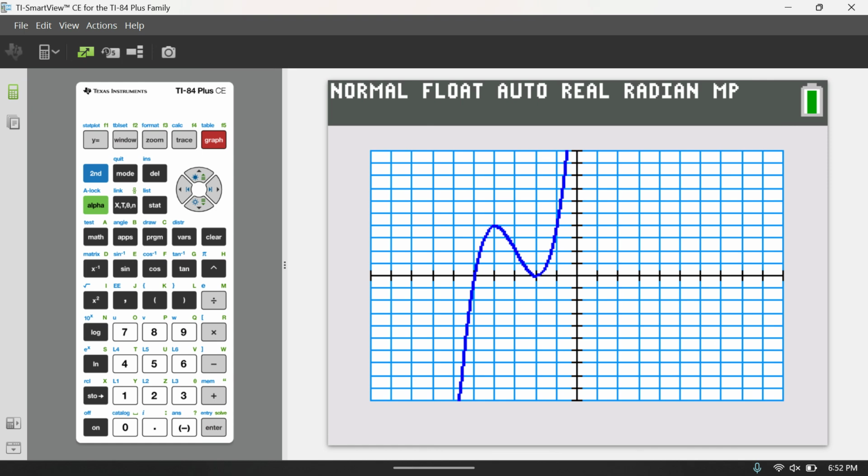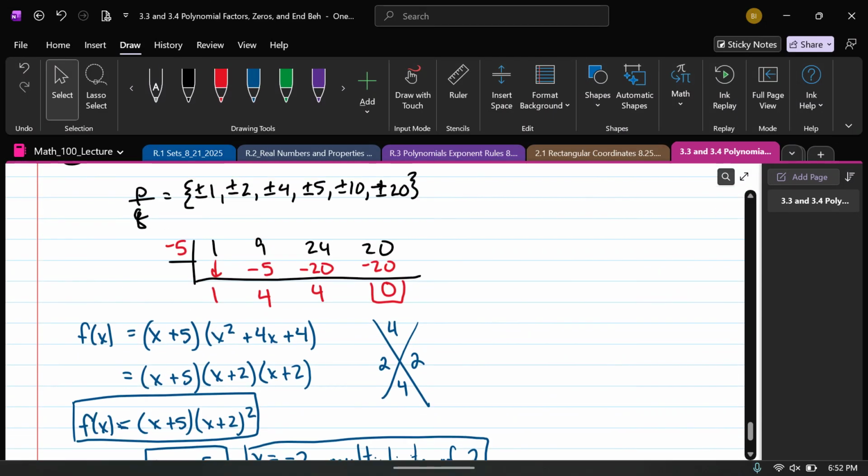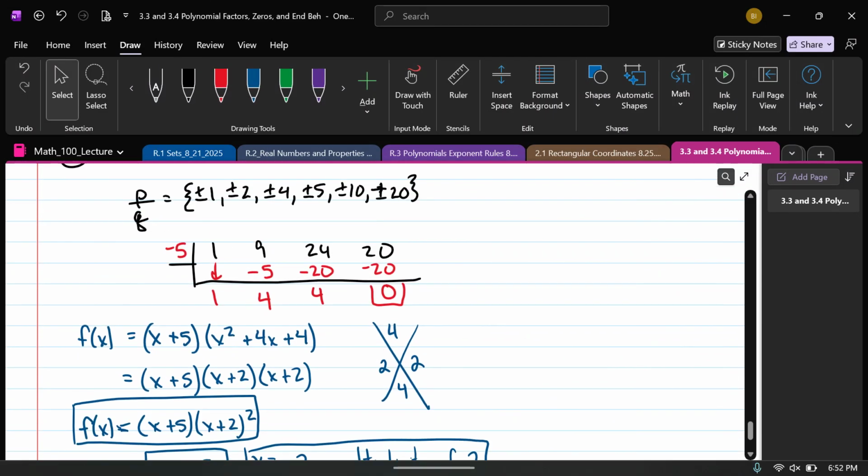Jason? At the synthetic division part, we pull that -5. Do you have to graph it to pull that -5, or can you just pull it off that P over Q list? You could pull it off that P over Q list, but you're kind of just guessing. The graph really tells you which one to use out of that list. Then you can guess a number out of that list, and if it doesn't give you a 0, then you've got to start over. Yeah, that's where that comes from.